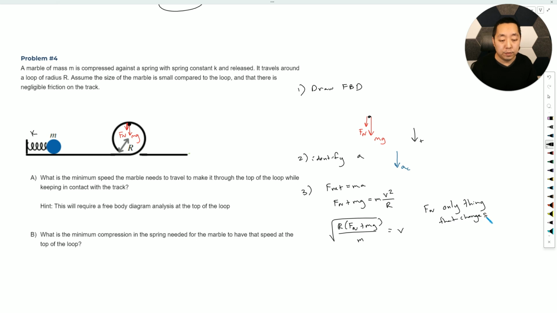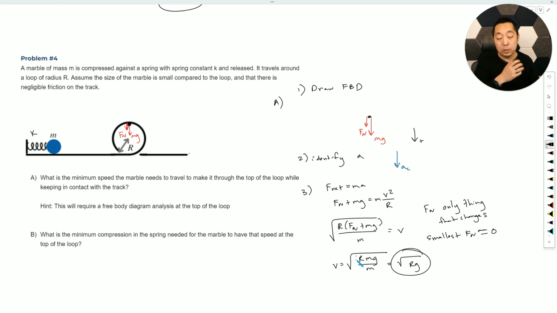As you move faster, what's the minimum? The smallest Fn can be is equal to 0. The smaller Fn is, the smaller the velocity is going to be, right? So if we're just barely keeping contact with the track, Fn is just barely there, very close to 0. Then the velocity is going to be the square root of r mg over m, which is equal to the square root of rg, because the m's cancel. So that's part A. Those are the steps. That's our analysis. We draw the free body diagram, we identify the acceleration, we apply F net equals ma, and then we interpret what the results are, what our analysis is telling us.